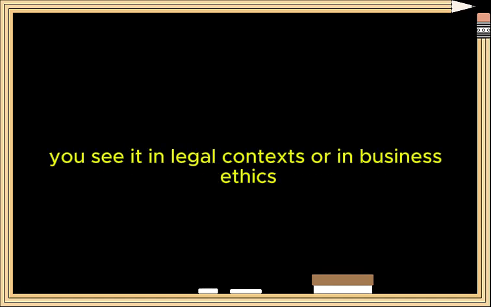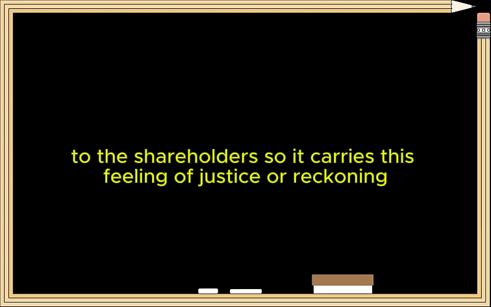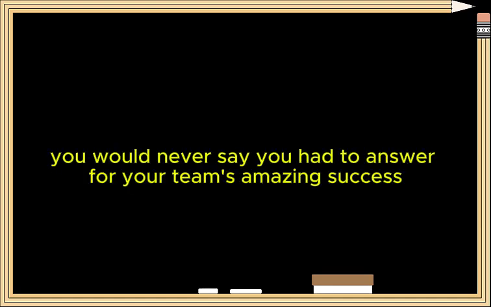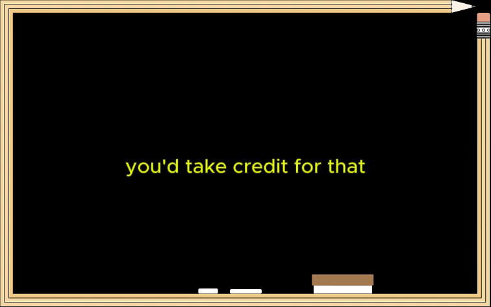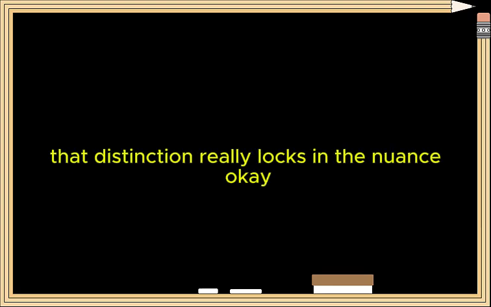You see it in legal contexts or in business ethics. A CEO who makes a disastrous decision will have to answer for it to the shareholders. So it carries this feeling of justice or a reckoning. A reckoning is a perfect word for it. Yeah, you would never say you had to answer for your team's amazing success. You'd take credit for that. You answer for mistakes and crimes. That distinction really locks in the nuance.